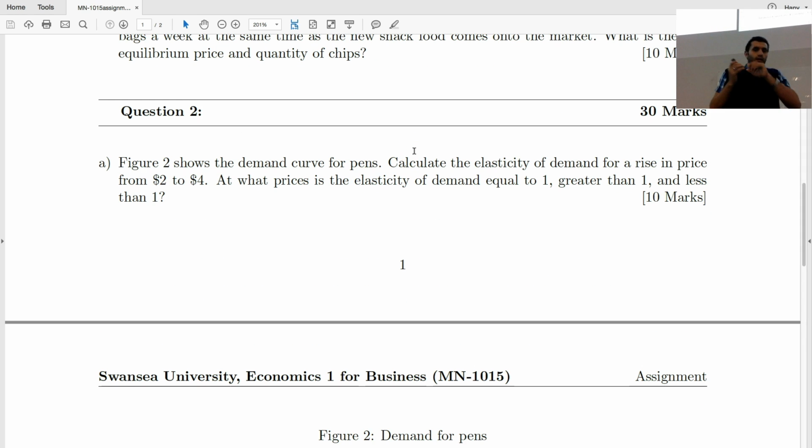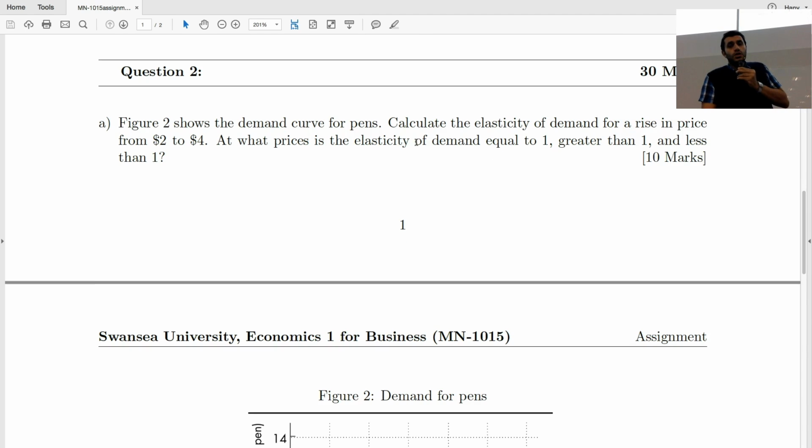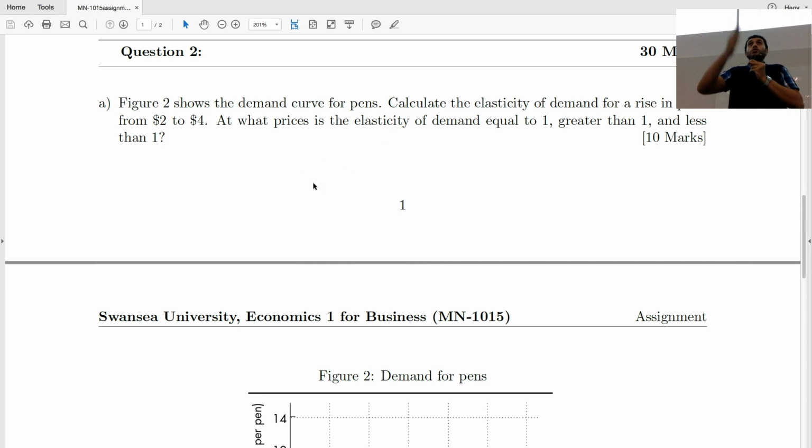With question 2, it's about elasticity, and you have the demand curve for pens. The question is to calculate the elasticity of demand for a rise in price from $2 to $4. That's one part of the question. Then, tell me at what prices the elasticity of demand is equal to 1, greater than 1, and less than 1.